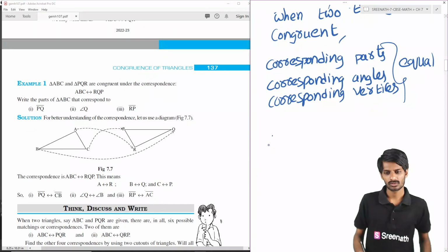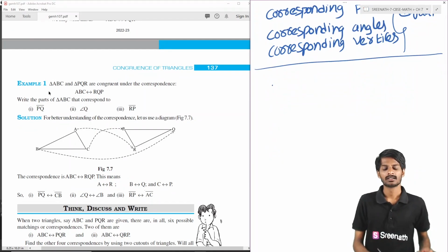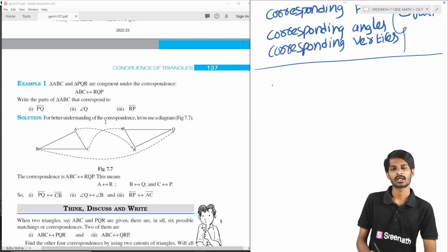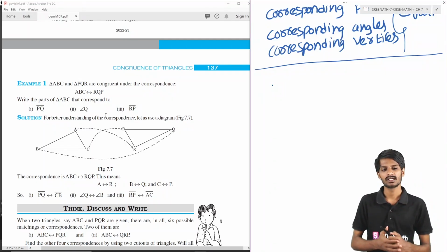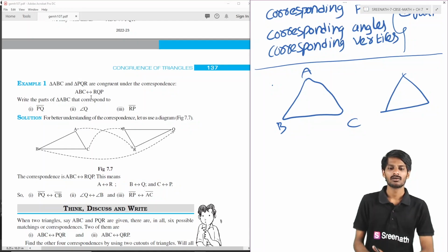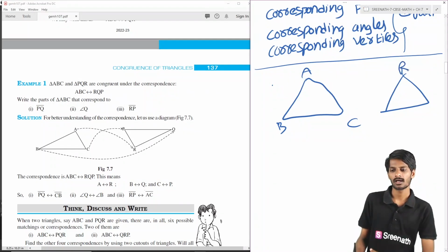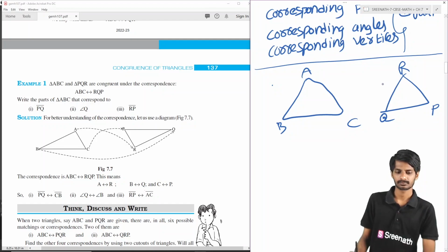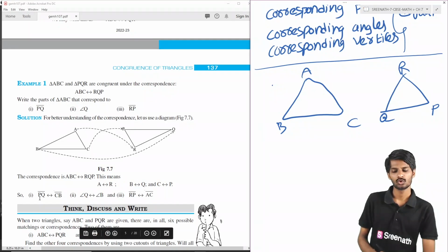There is an example we are going to solve, students. Triangle ABC and triangle PQR are congruent. They have told that the two triangles are congruent under the correspondence ABC to RQP. So how are they congruent? Their correspondence is ABC. So ABC is congruent to another triangle whose correspondence is RQP, which means RQP. Okay, students.